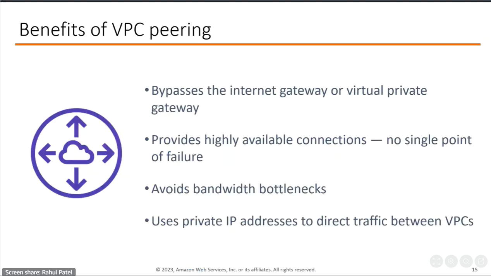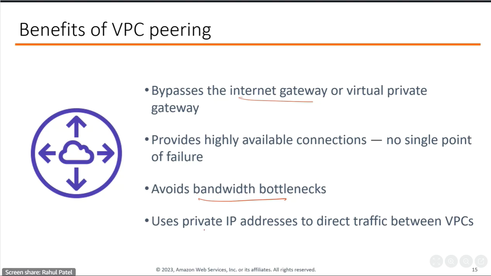Now the benefits of VPC peering are, first of all, it is going to bypass the internet gateway or virtual private gateway. Okay, so the traffic goes over the AWS private network. Okay, it again provides highly available connections, so there is no single point of failure. Then it avoids the bandwidth bottleneck. That means when the traffic goes over the public internet, there is always a limitation or a bandwidth bottleneck. But when we are using a peering connection, it avoids that bottleneck here.